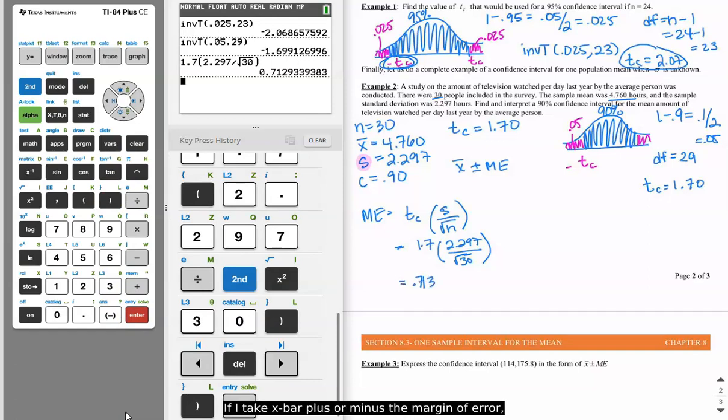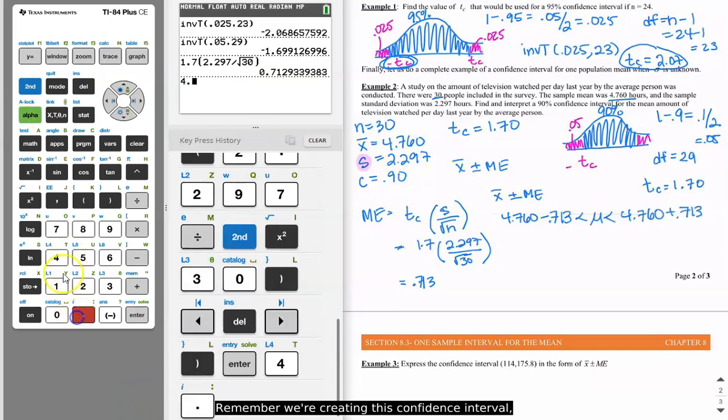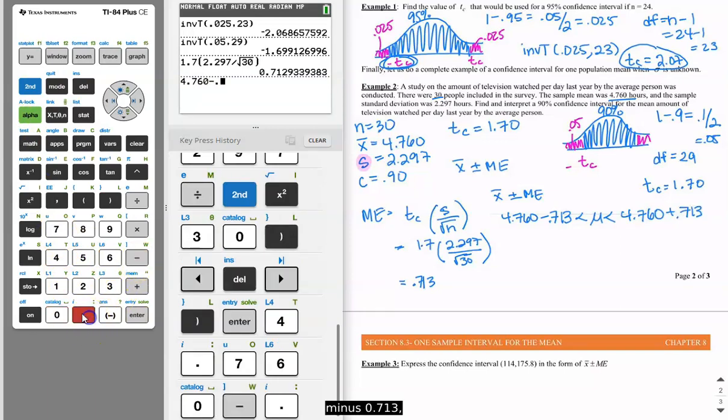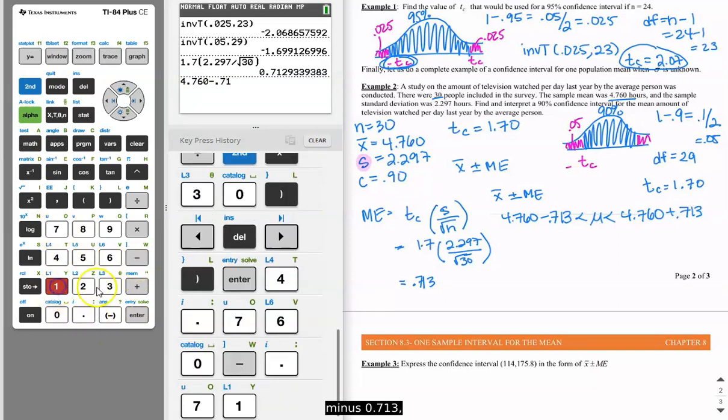So if I take x bar plus or minus the margin of error, I'd end up with, my mean was 4.760 minus 0.713 less than mu less than 4.760 plus 0.713. And so remember, we're creating this confidence interval, minus 0.713.